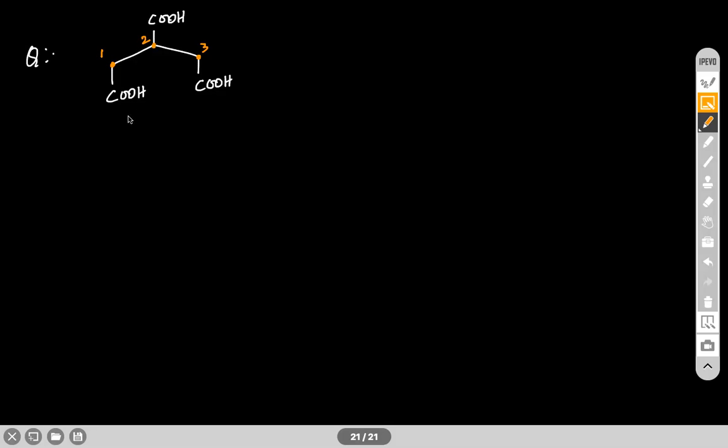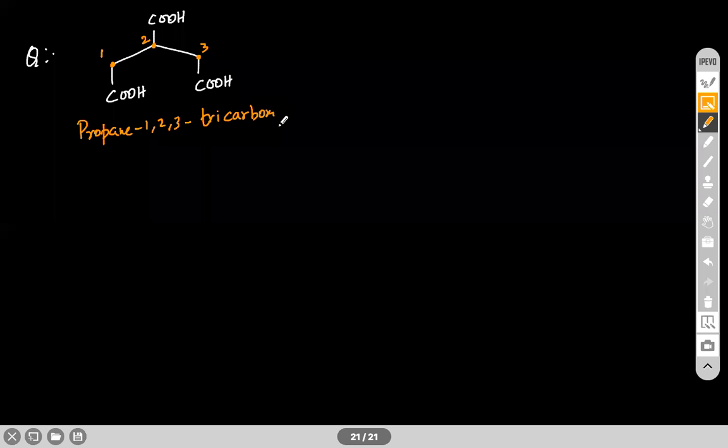So it is propane-1,2,3-tricarboxylic acid. This is the name of this compound. And that is what the rule is. If more than 2 carbon containing functional groups are directly attached to the unbranched alkane, then we consider alkane as the parent chain.